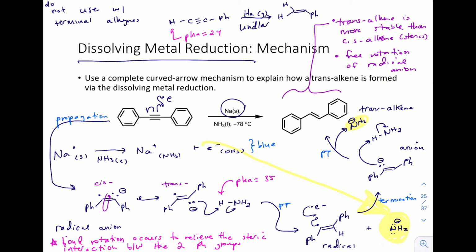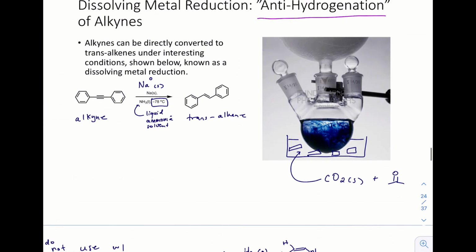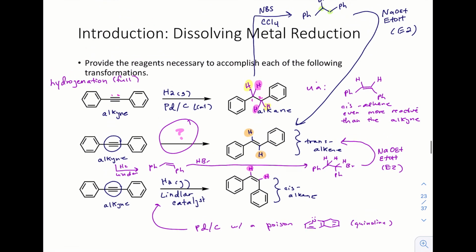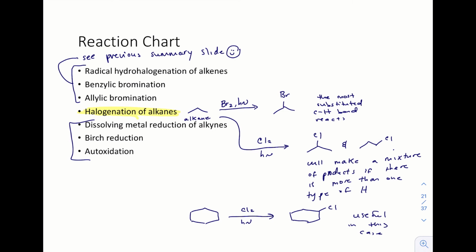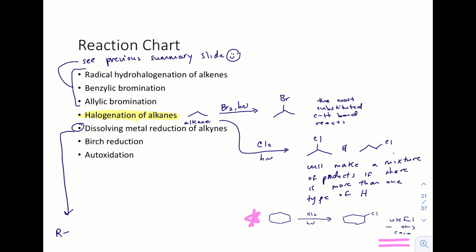All right, very good. Now you know how to generate trans alkenes in one step. It's with the dissolving metal reduction. And we can add that to the chart here. For dissolving metal reductions, internal alkynes, where both carbons of the alkyne are bonded to alkyl groups, can be treated with sodium metal in a liquid ammonia solvent at low temperatures to generate trans alkenes.